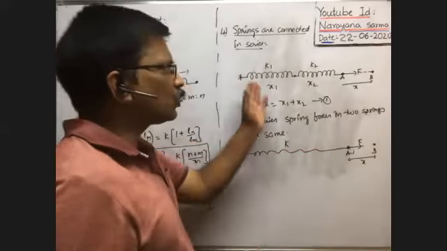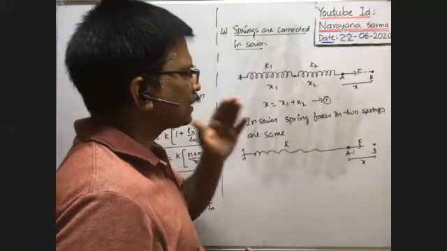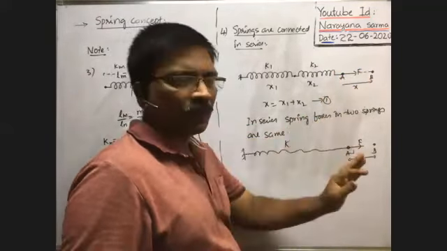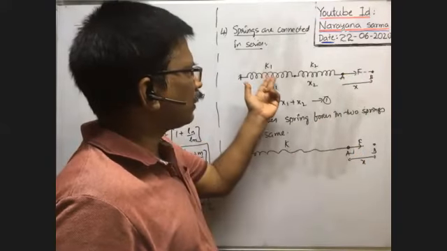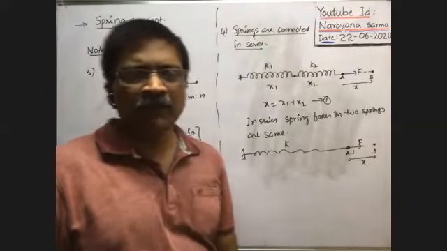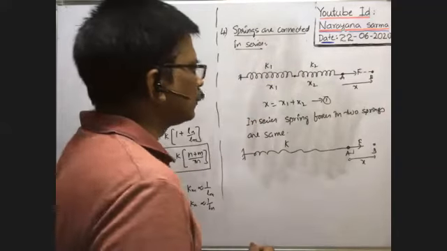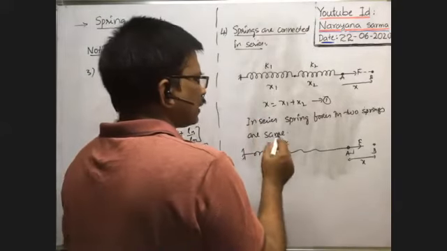You replace these two springs by a single spring such that due to the application of the same force, the extension would be the same. Then the spring constant of the single spring is called the effective spring constant of the series combination of the two springs. So in this case, what is this effective spring constant?